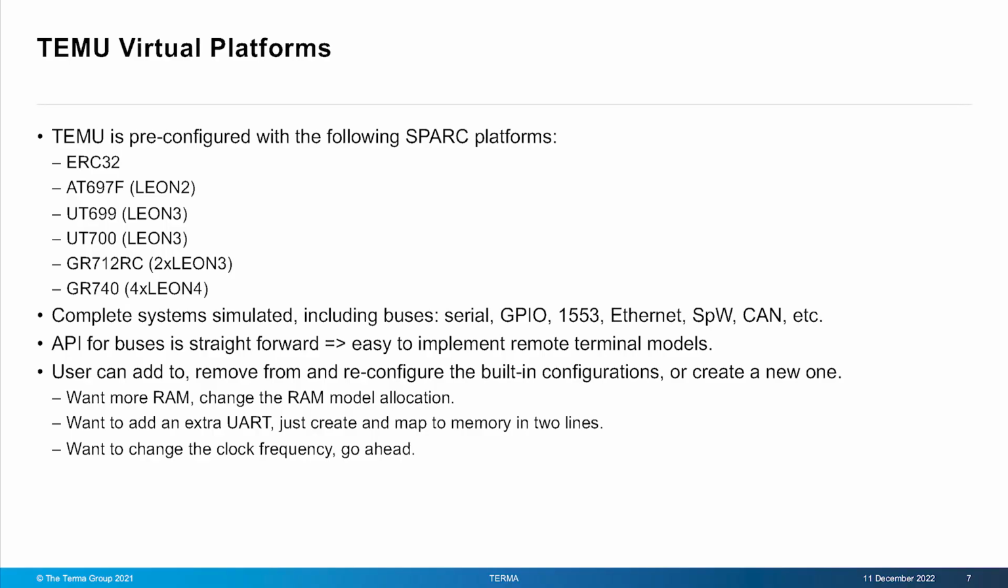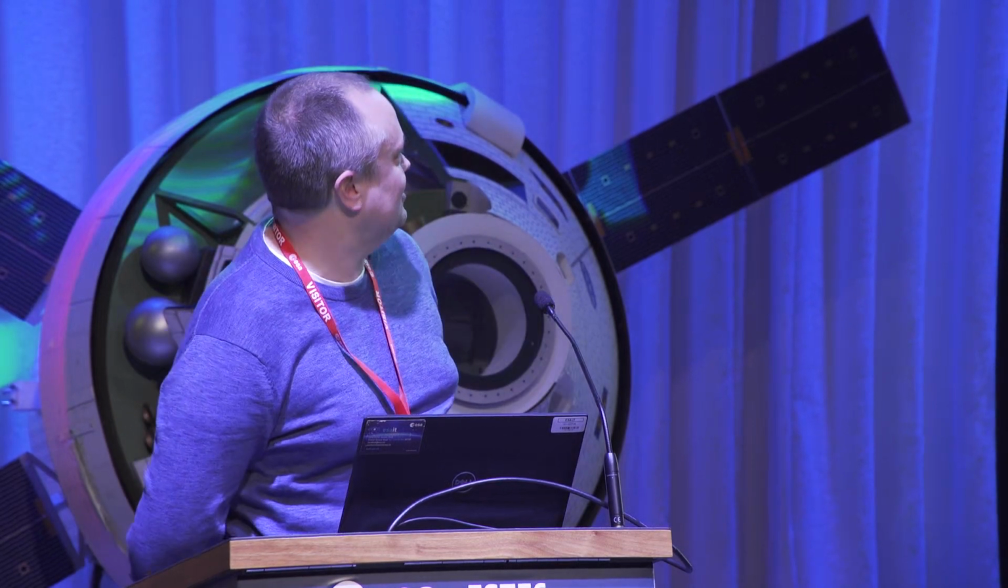So, a bit about the virtual platform supported by TEMU. We have the processor models, but we also have all the peripherals. We have a model of the ERC32, including the MEC memory controller. I'm not sure if anyone wants to use this anymore, but it's there. We have a model of the AT697F with a Leon 2 core, various Leon 3 based systems, UT699-700, and the dual core GR740.